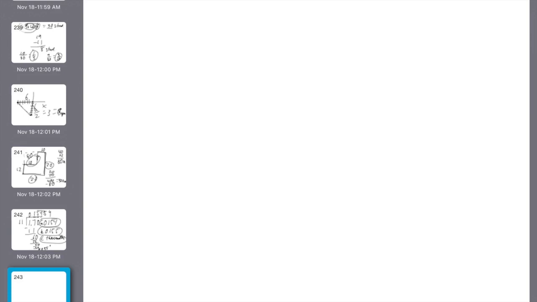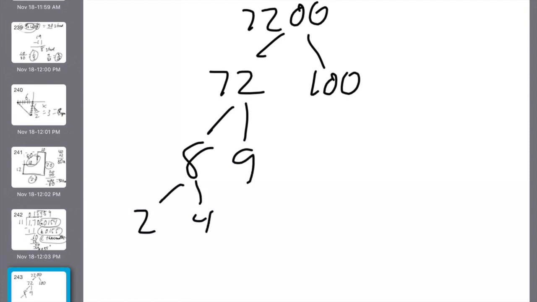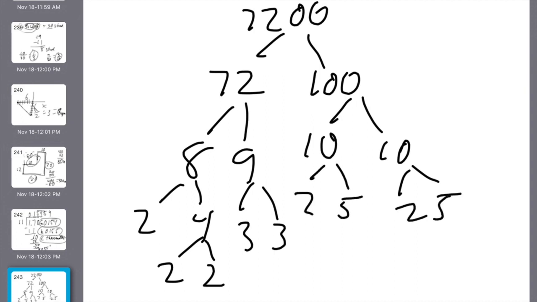Number 12. Make a factor tree showing the prime factorization of 7,200. You got it, Buck. So the first thing I did is broke down to 72 and 100. I broke 72 down to 8 and 9. I broke 8 down to 2 and 4. I broke 4 down to 2 and 2. I broke 9 down to 3 and 3. I broke 100 down to 10 and 10. I broke 10 down to 2 and 5, and the other 10 down to 2 and 5.